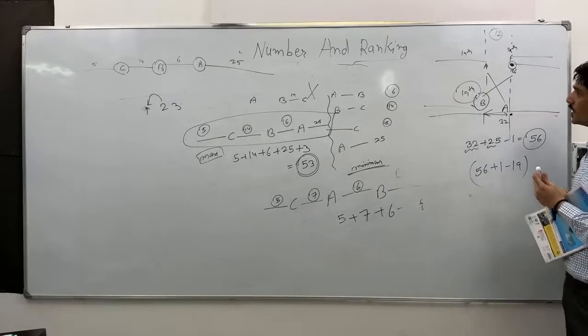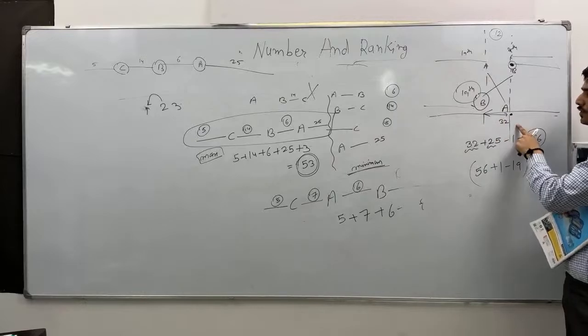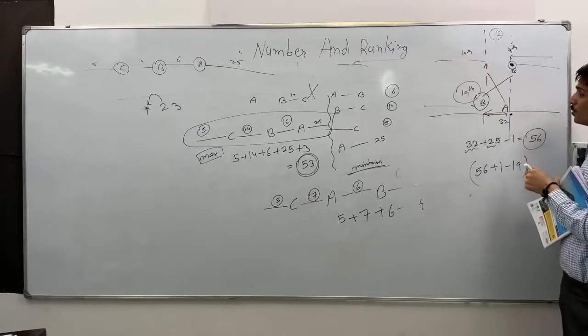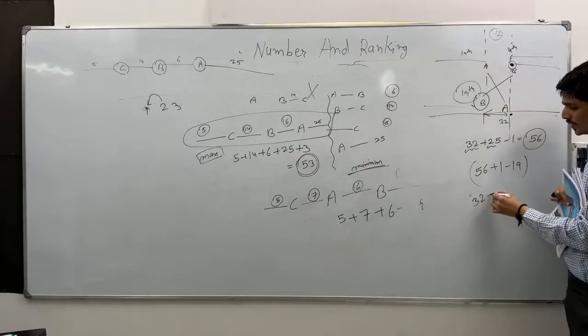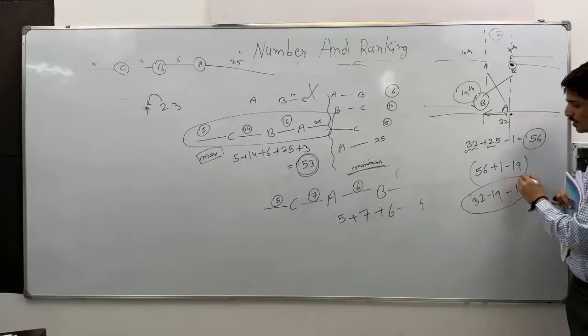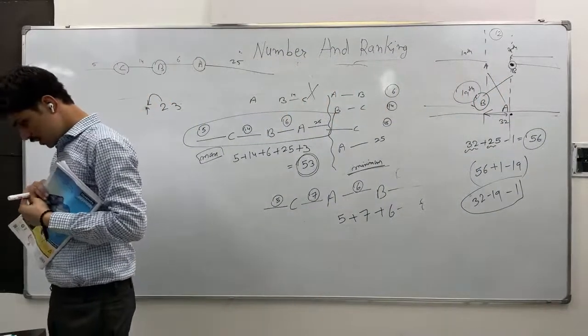You can do one thing. Let's say you know the rank of A from left hand side, and B is the same thing, right? So you subtract 32 minus 19. Then minus 1. So what is the answer? 12 will be the correct answer, right? 12 will be the correct answer.